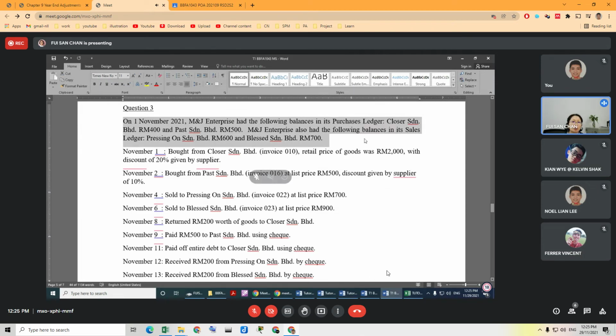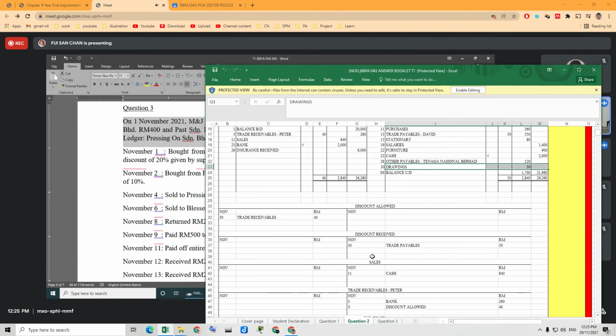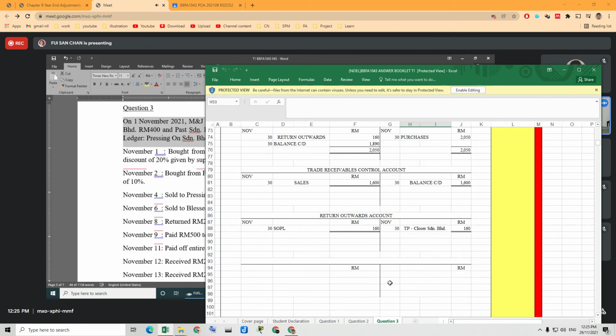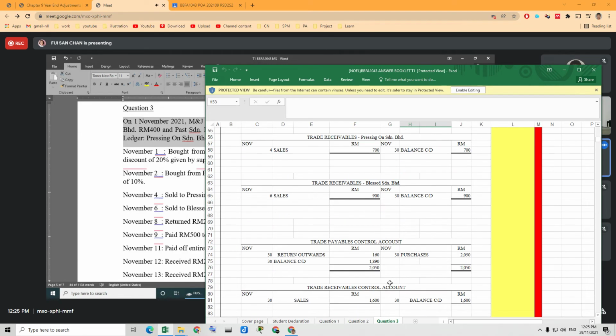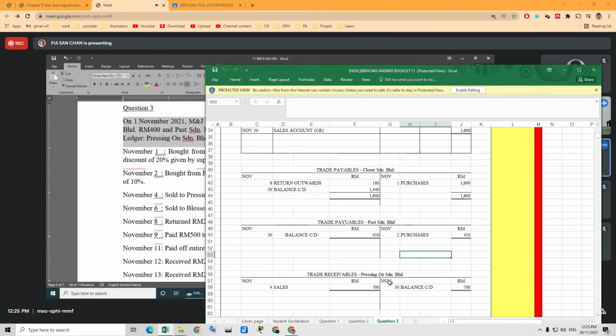Yeah, here you already missed 2 marks. That one's for the sales, for the ledgers, right? Yeah, for the sales ledger and the purchases ledger. The individual account, right?